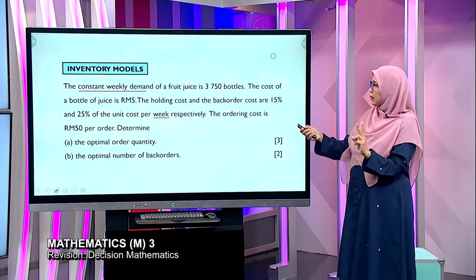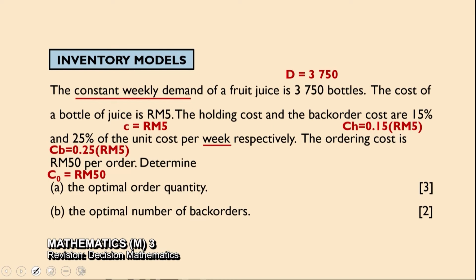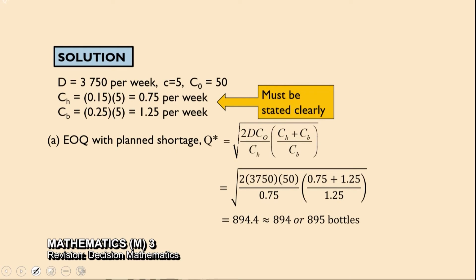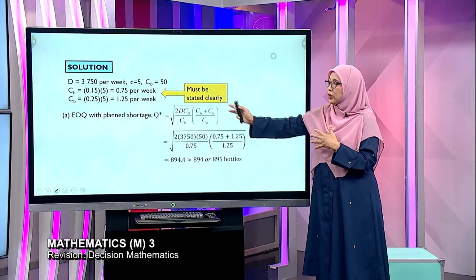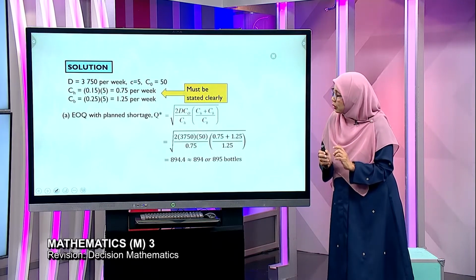Then we translate. Here, the weekly demand D, we use the word D. Holding costs are 15%, so 0.15 times the unit price. Okay, and then the back order cost, the ordering cost, semua translate into mathematical sentence. So the task word is determine, meaning that you have to show working. Kena tunjuk working. Okay, that's the key word. So present all the information in mathematical sentence. Okay, that's why I said here must be stated clearly. So kalau per week tu you lupa tulis tak apa, but make sure you show how you get the 0.75, 1.25 clearly.